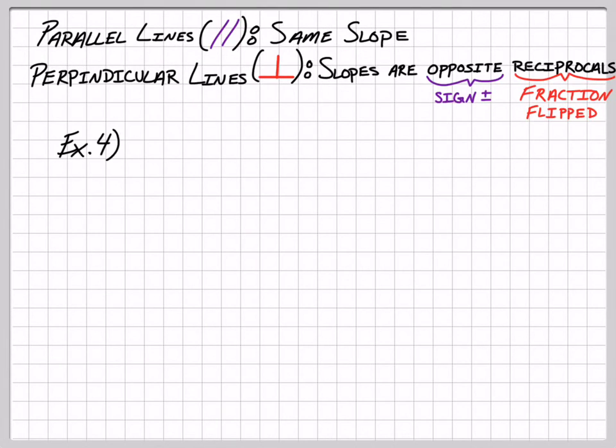All right, so example 4, this is the last example for these notes. I want to take a look at a couple different sets of lines here. Part A, y equals 2x plus 1, that's one line, and then y minus 2x equals 4. What do you think? How are they related?